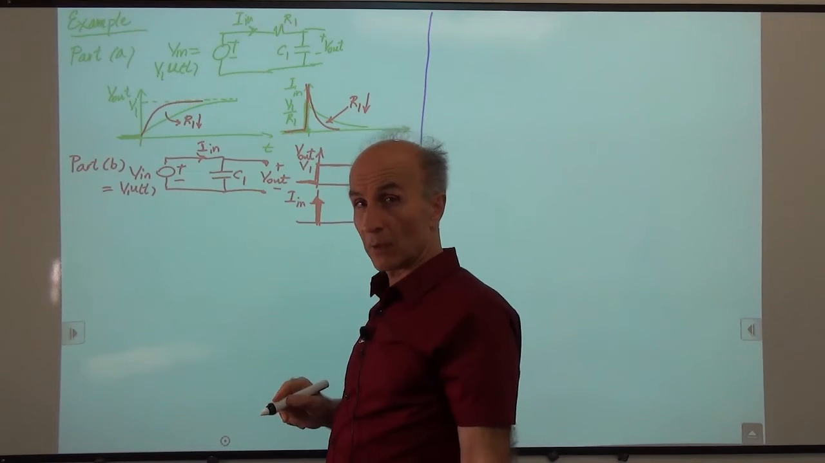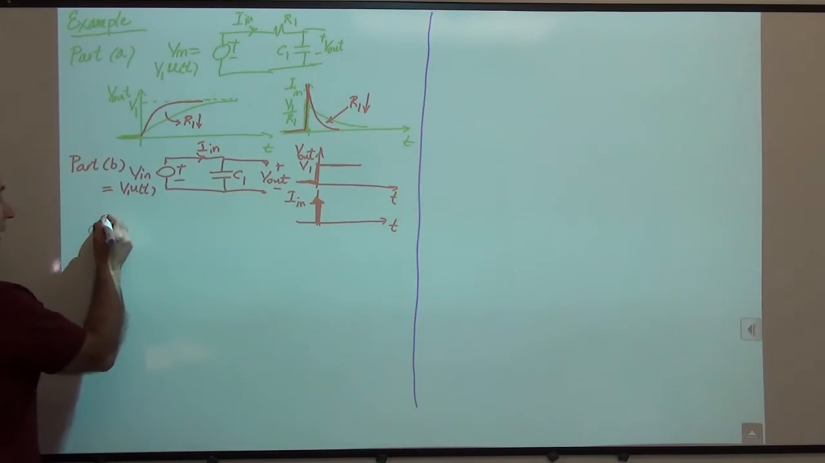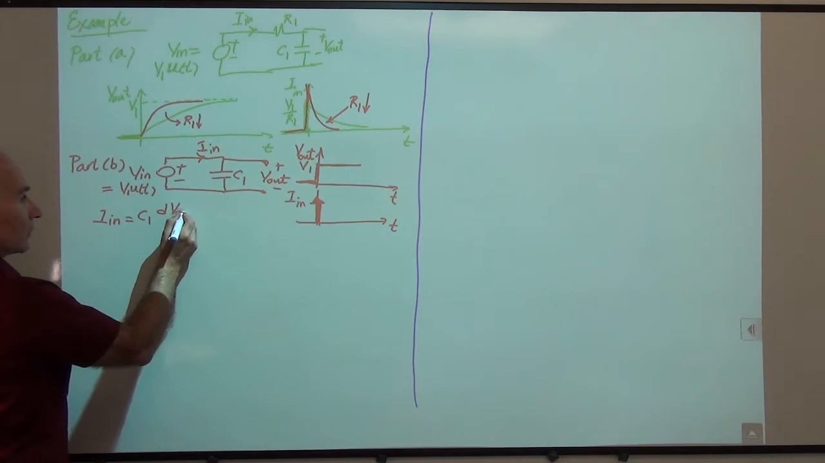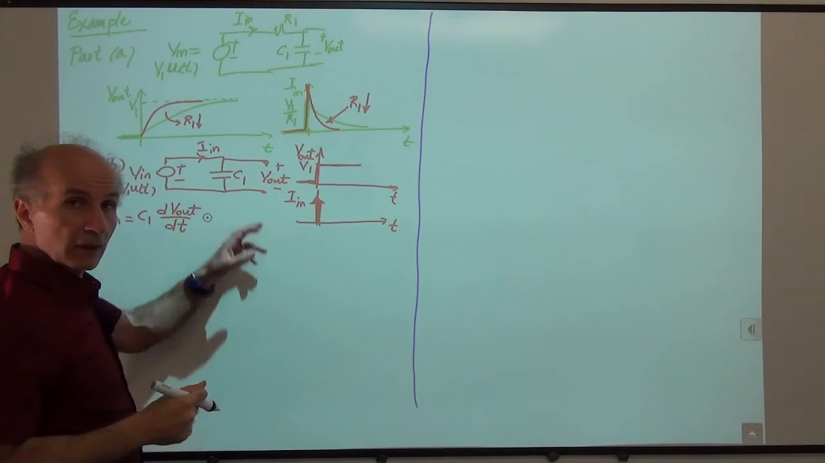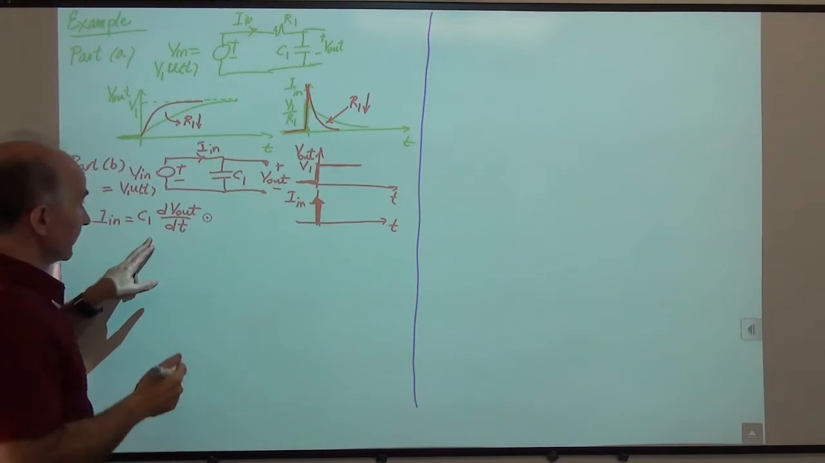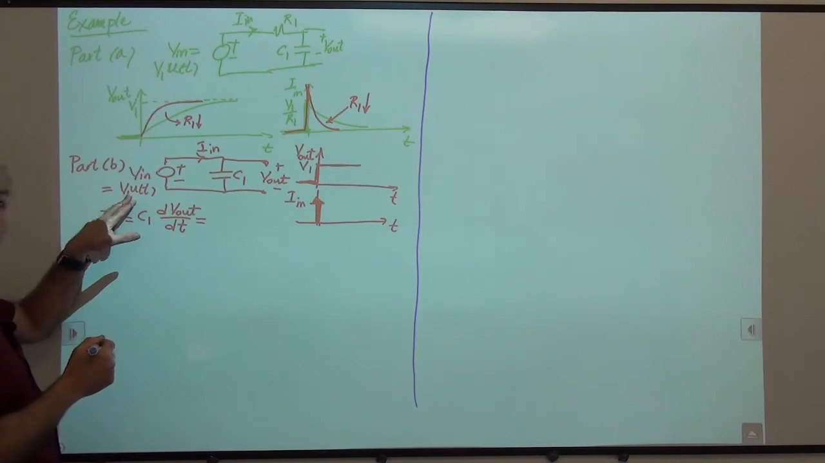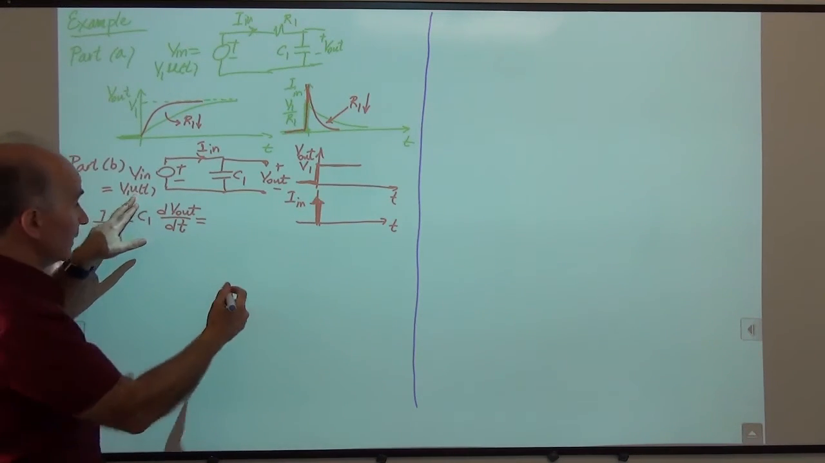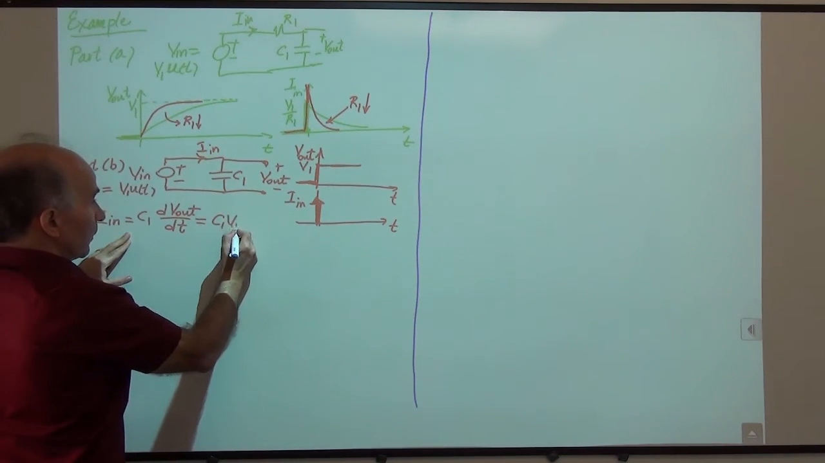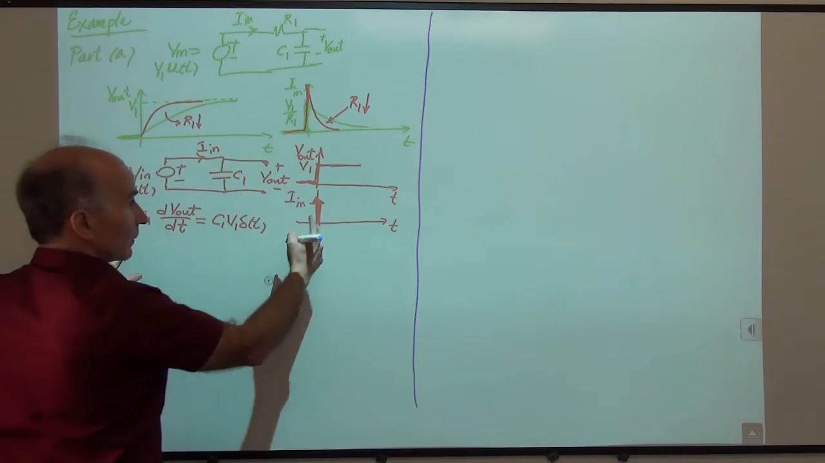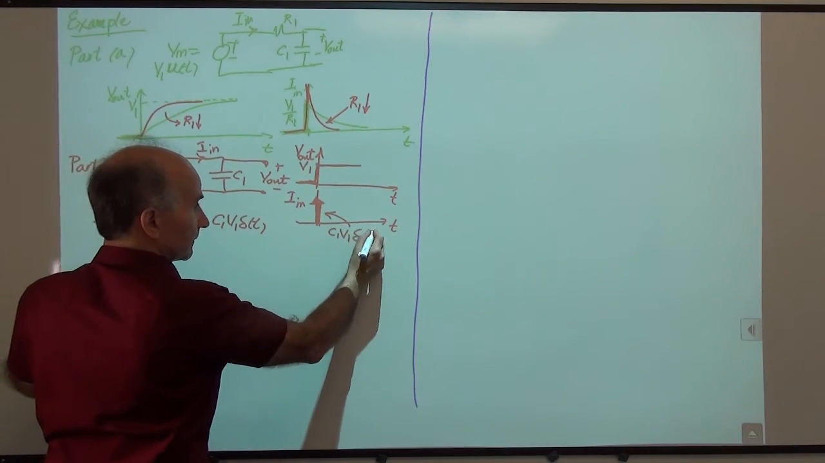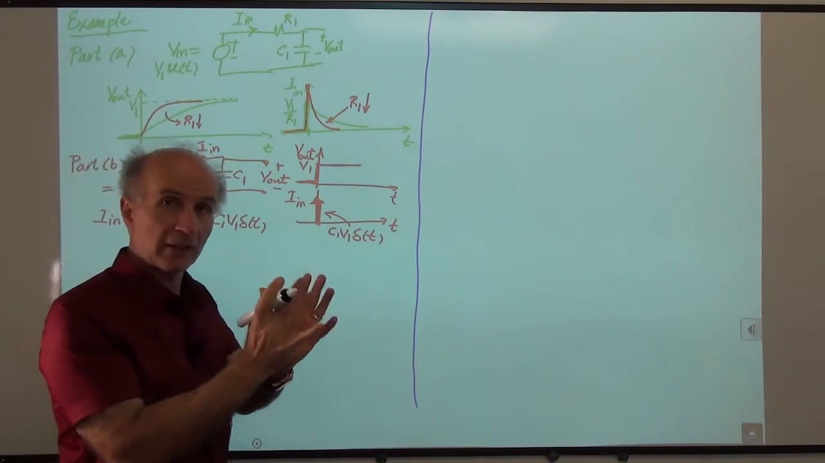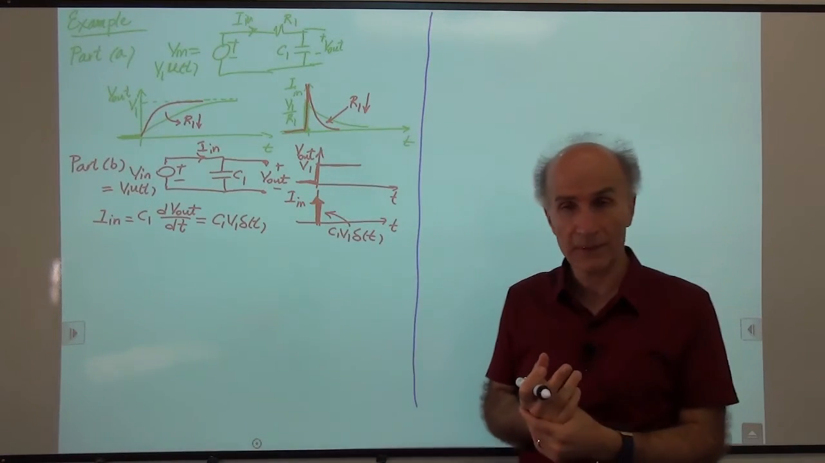How much is that impulse? Well, it's easy to calculate, right? We can say that I in is equal to C1 dV out over dt. The current going to the capacitor is equal to the derivative of the voltage times the capacitance, right? Okay. And the derivative of V1 U of t is V1 delta of t. So we have C1 V1 delta of t. So this impulse is given by C1 V1 delta of t. C1 V1 is the area under that impulse, right? The strength of the impulse is C1 V1.